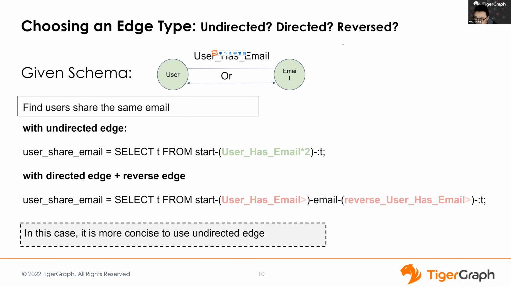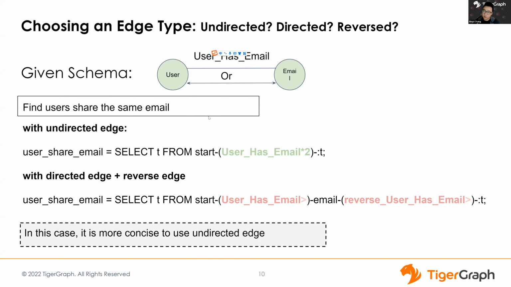So there is a question about whether directed edge plus reverse edge uses more memory than undirected edge. The answer is they use the same amount of memory. Because under the hood, the only difference is at the metadata level, right? The reverse edge would maintain two different edge types, but at the actual data storage level, they are the same. We just store the same edge for both the source and the target node.